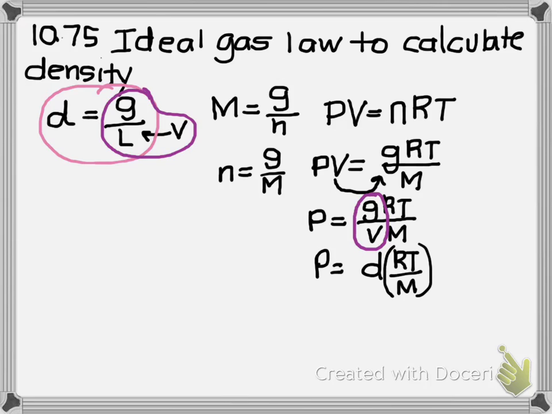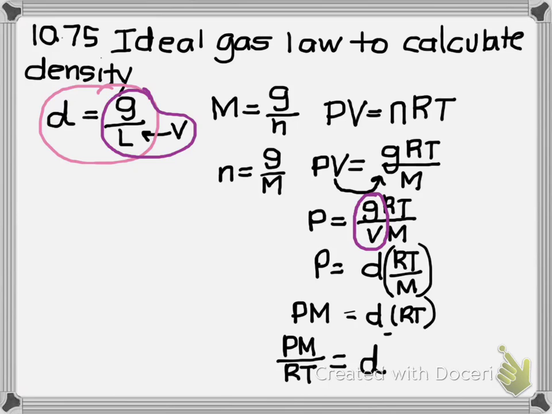So let's rearrange for density. M is in the denominator, so I'll multiply it over. So it'll be P times M equals D times RT. And then rearranging, I get D equals P, which is pressure, times the molar mass, divided by RT. So if I rearrange the ideal gas law, I can find an equation for density. I'm going to rewrite that over here: density equals pressure times the molar mass over R times T.